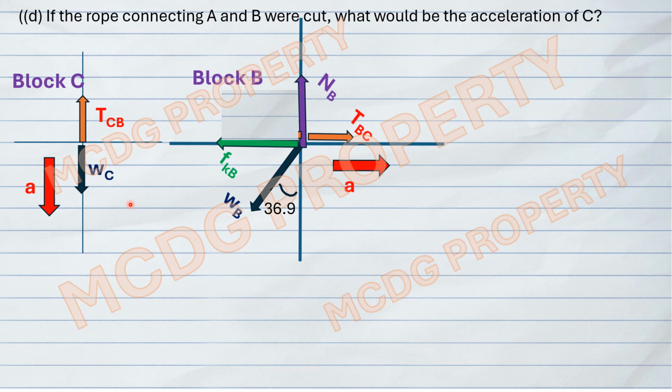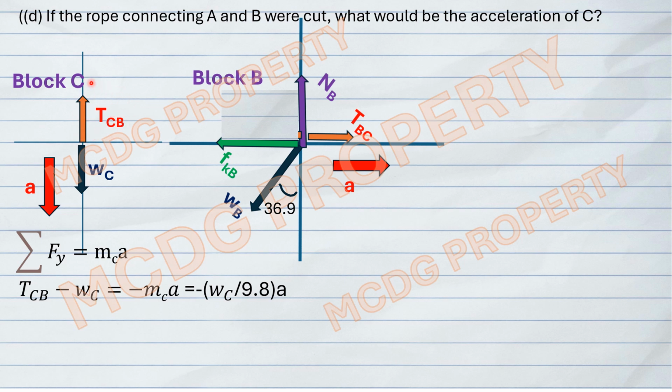Now, to solve for the acceleration, we use Newton's laws of motion. Let us start with block C. For block C, the summation of forces along the y is mC times a. There are no forces along the x, so we do not need to include the summation of forces along the x. Now, what are the forces along the y? The forces along the y will be TCB, the tension between B and C, which is positive because it's going upward, minus the weight of C, which is downward, and that will be equal to negative mC a.